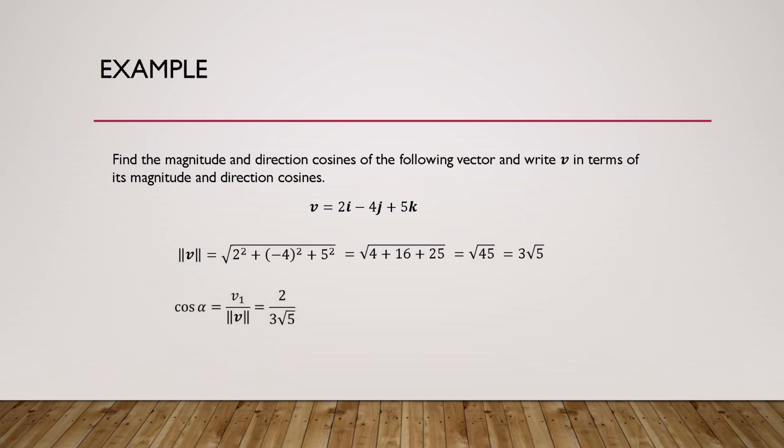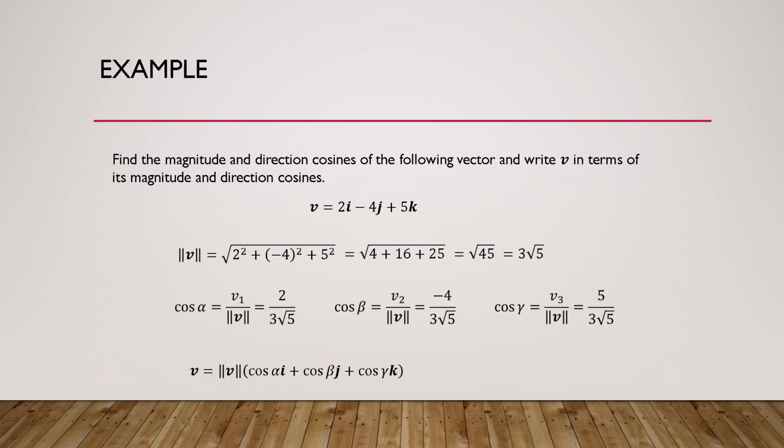Cosine alpha equals v1 over the magnitude of v, or 2 over 3 root 5. Cosine beta equals v2 over the magnitude of v, or negative 4 over 3 root 5. And cosine gamma equals v3 over the magnitude of v, or 5 over 3 root 5. v equals the magnitude of v times the quantity of cosine alpha i plus cosine beta j plus cosine gamma k, or 3 root 5 times the quantity of 2 over 3 root 5 i minus 4 over 3 root 5 j plus 5 over 3 root 5 k.